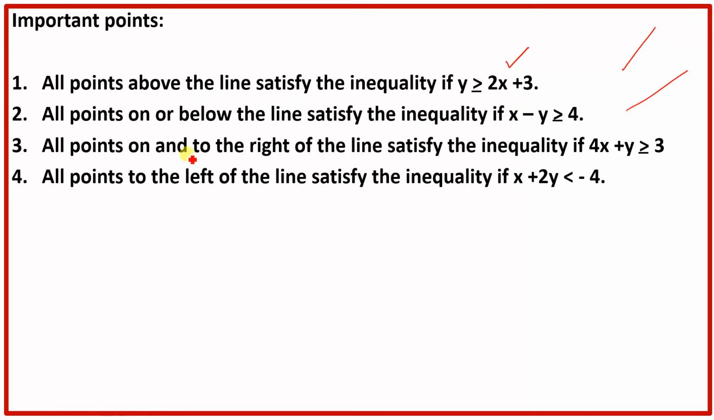All points on and to the right of the line satisfy the inequality. Suppose this is the line, this is the feasible set, if our inequality is 4x plus y is greater than or equal to 3. Here you can write any coefficient. All points to the left of the line satisfy the inequality if we write x plus 2y is less than, and on the right-hand side you have some negative integer.